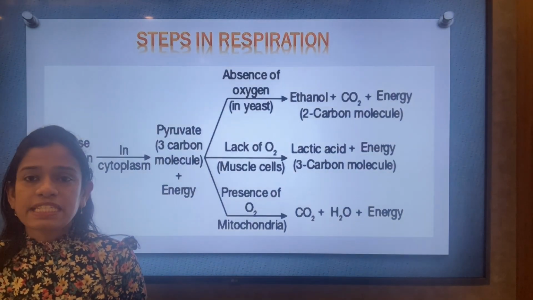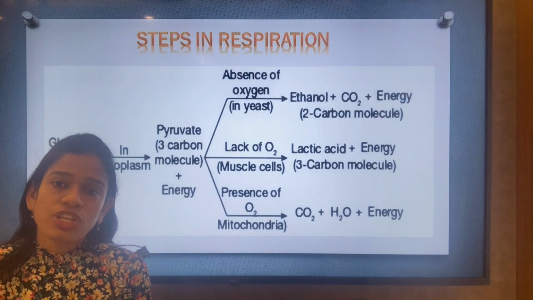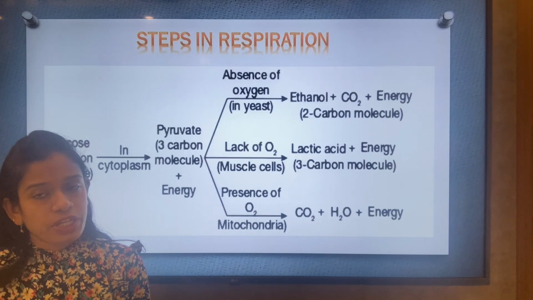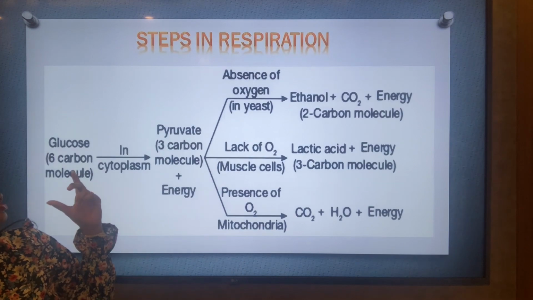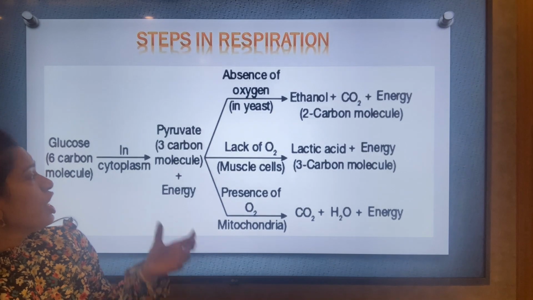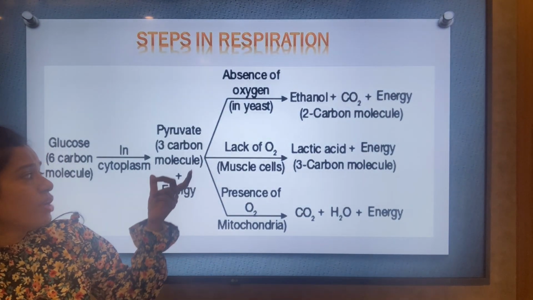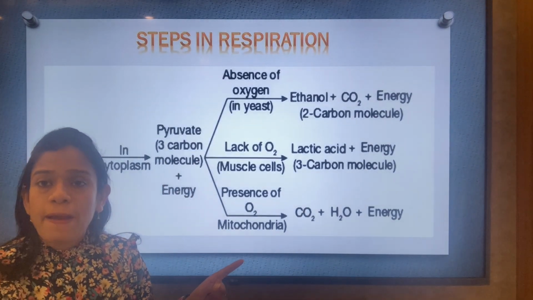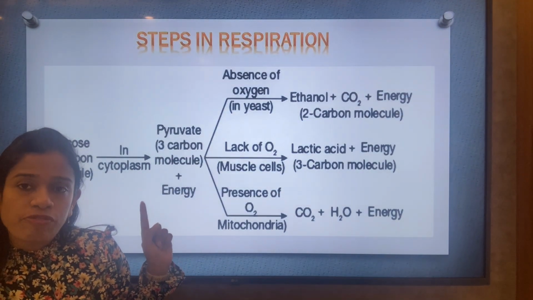So these are the steps in respiration, or this is the fate of the energy, or what amount of energy is released during the process of respiration. Let's have a look and understand exactly what happens. So the glucose that is formed during the process of digestion is broken down into a 3-carbon compound known as pyruvate in the cytoplasm of every cell.